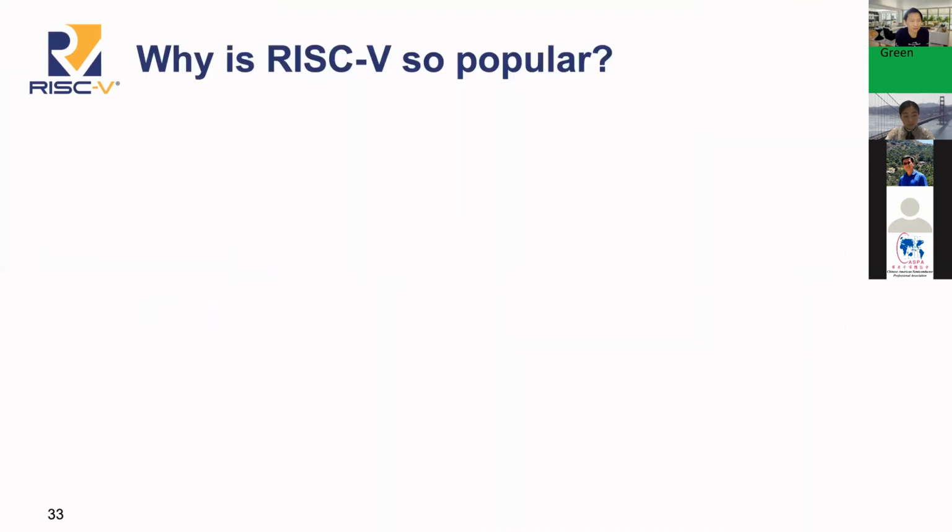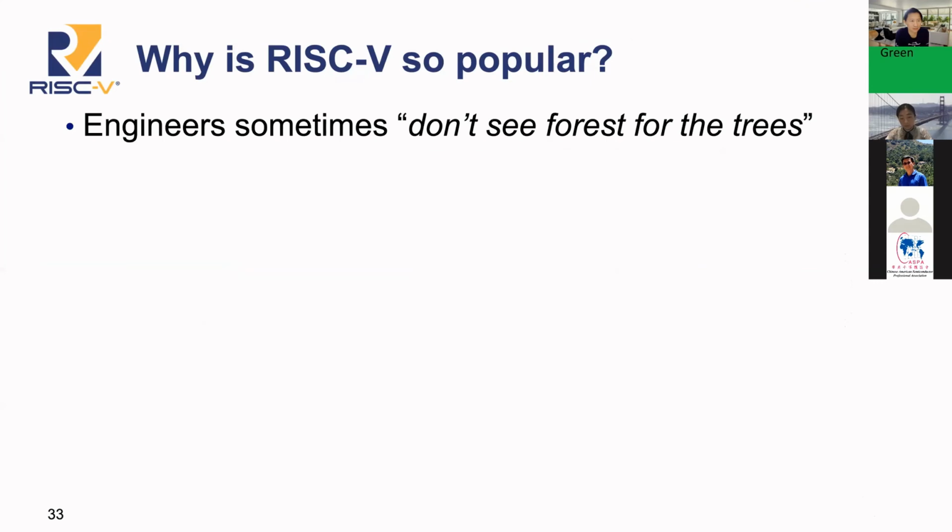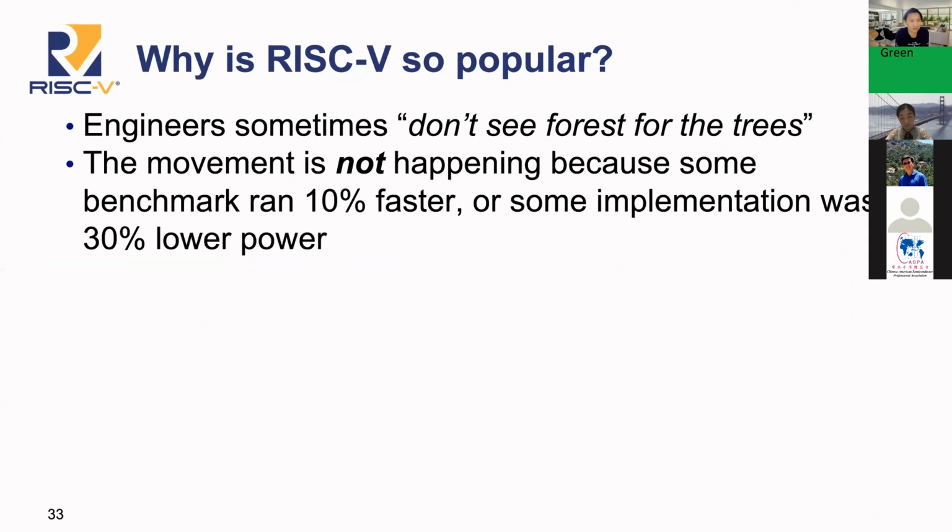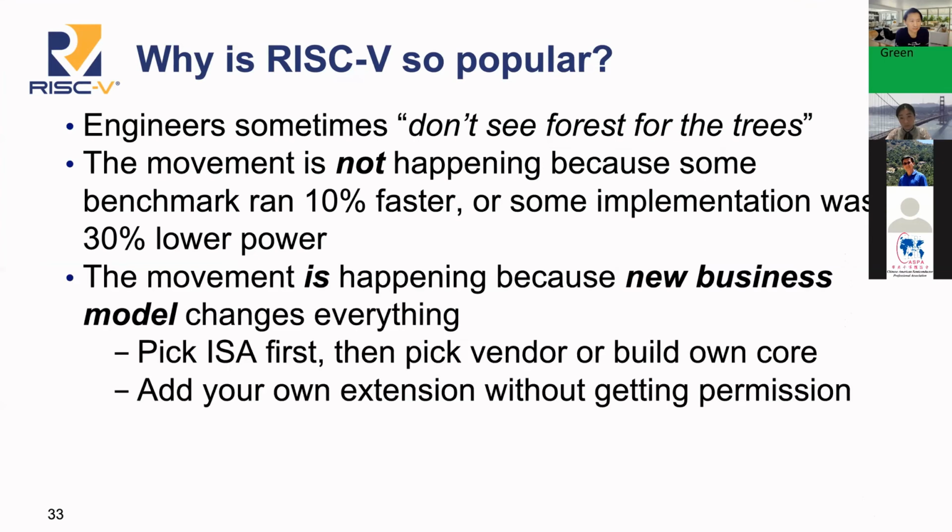So why is RISC-V so popular? I think engineers sometimes don't see the forest for the trees. They fixate on whether something is 10% faster or 30% lower power. But RISC-V really changes the business model. Previously, you wanted a core, you would ask all the different vendors how well their core works, and you'd pick one. But once you pick that vendor, you would get their ISA, and then you're stuck. On the next generation of that chip, you'd have to use their ISA, otherwise you'd have to rewrite all your software. But with RISC-V, you flip it around and say, I'm going to do RISC-V, and now I have multiple vendors who are going to compete for my business. And next time around, one of them will win. You can use a different vendor for the same socket because they're all compatible and follow the standard.